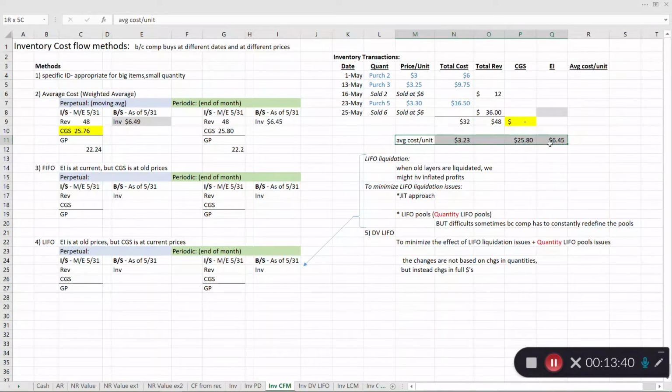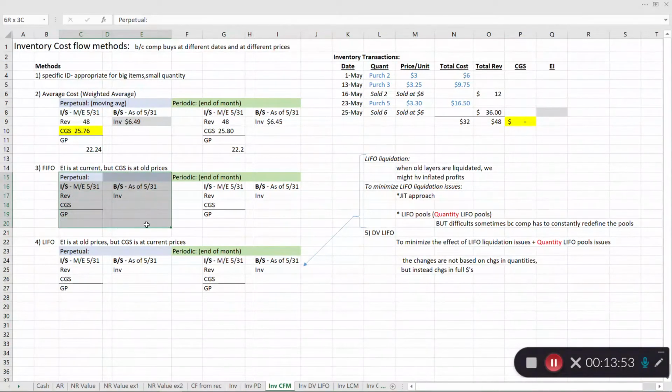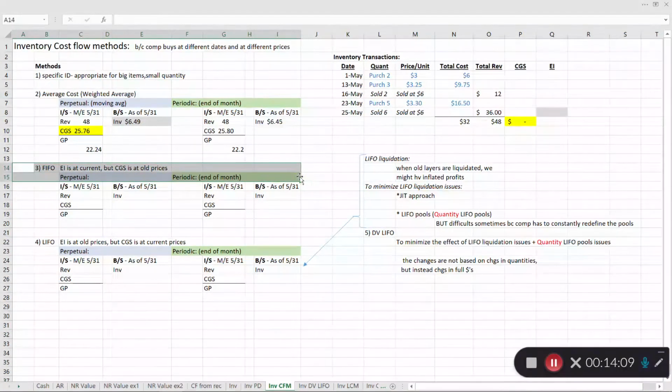Let's go ahead and erase some of this stuff here. If we use the first in, first out, and we use the perpetual inventory system, you're going to see that ultimately it's going to be the same as the periodic inventory system. Okay, so this is the only one where whether you use perpetual or periodic, you're going to get the same information here. Now let's go ahead and work on this here.